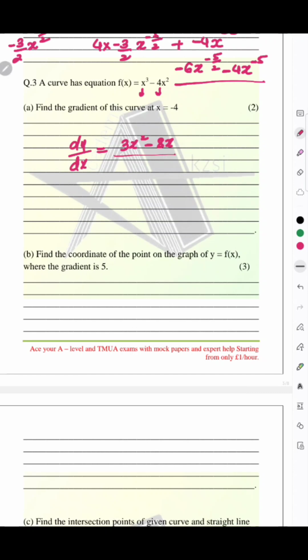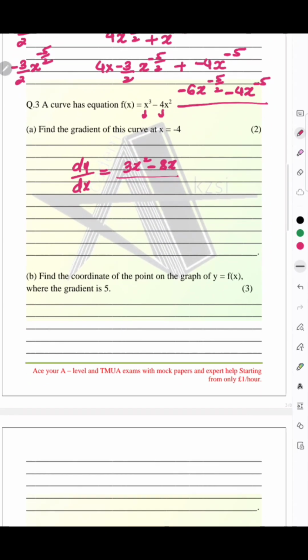This is the differentiation. Now we have to put x equals negative 4. That means after differentiating, we have to put x equals negative 4. 3 times 4 squared minus 8 times 4. So in place of x, I have substituted 4. So that will give me 48, and this will give me 32, and my final answer is 16.